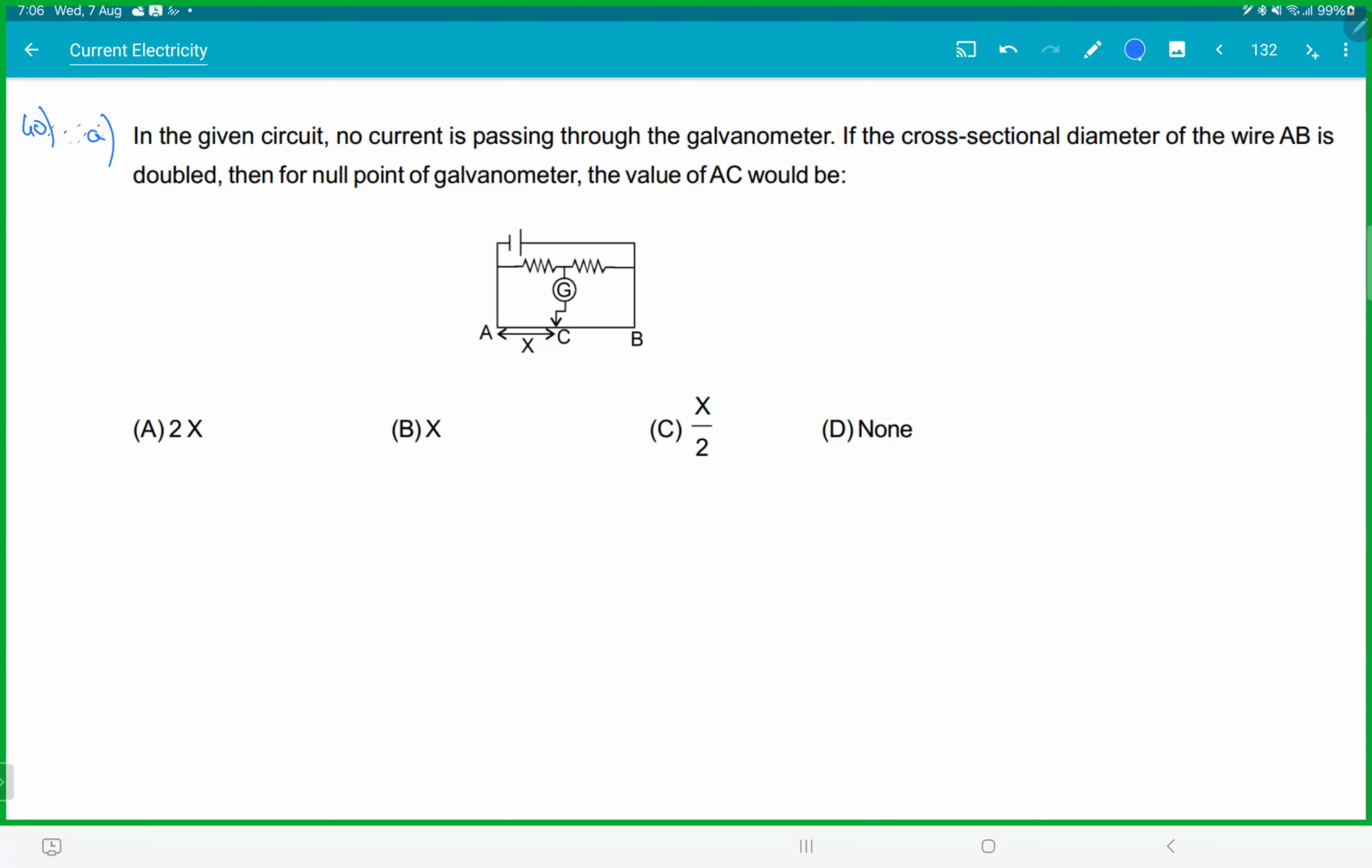What is the answer? Independent of x. This is what I wrote, remember? When you increase the thickness, nothing changes there. The ratio of the distance will still remain same, no?